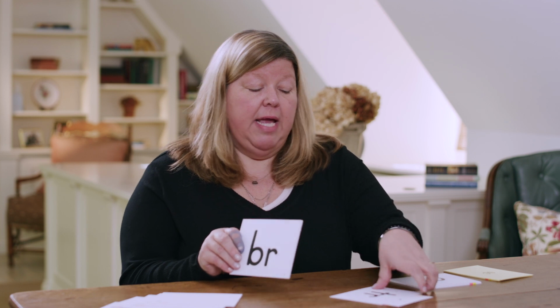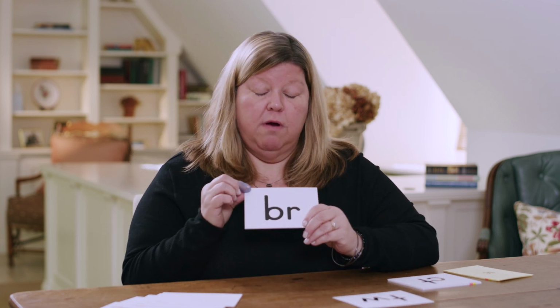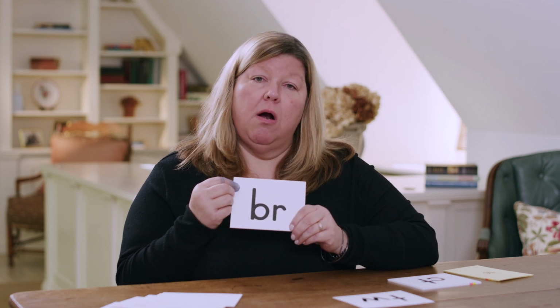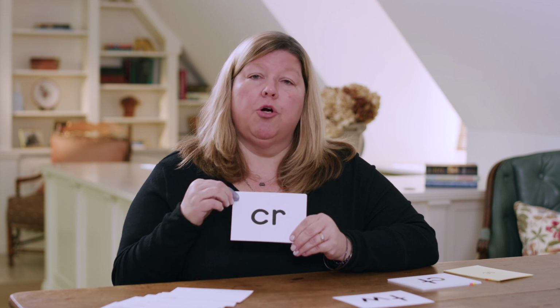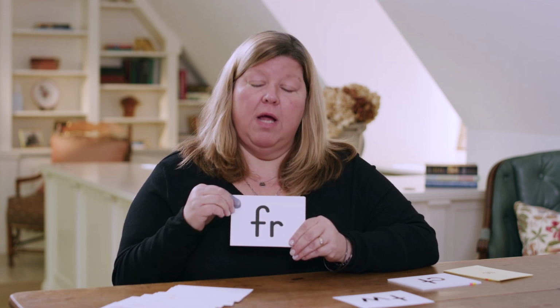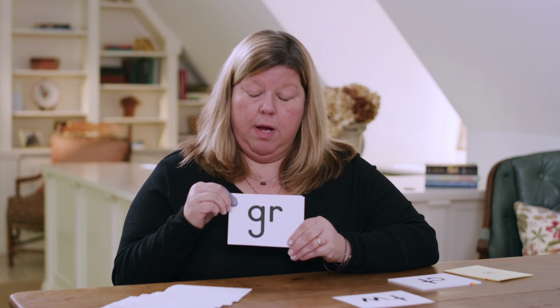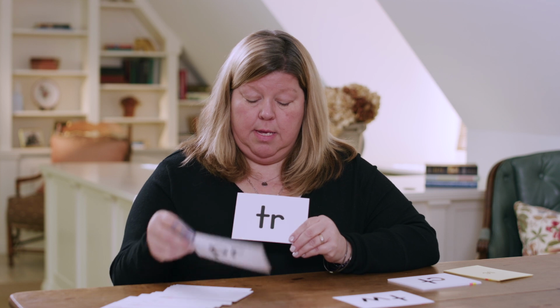And then we're moving on into further difficulty with our R blends. For our R blends, you want to make sure that R sound is more of a clipped R sound. So our R blends are br, cr, dr, fr, gr, pr, and tr. And then we have our lonely little tw sound. So those are our R blends for kindergarten.